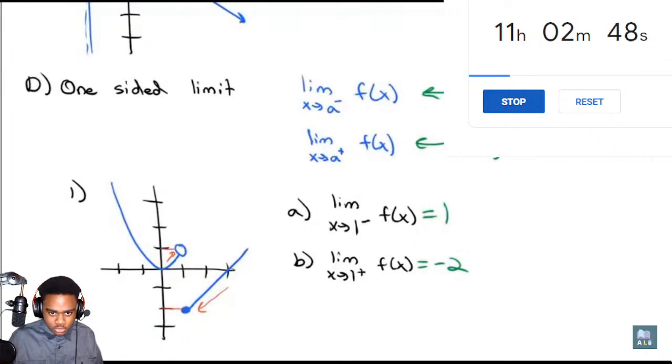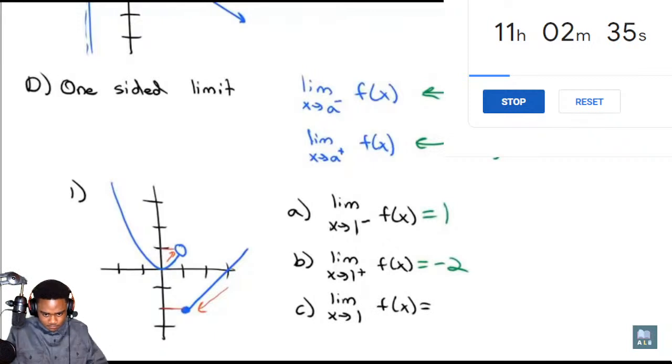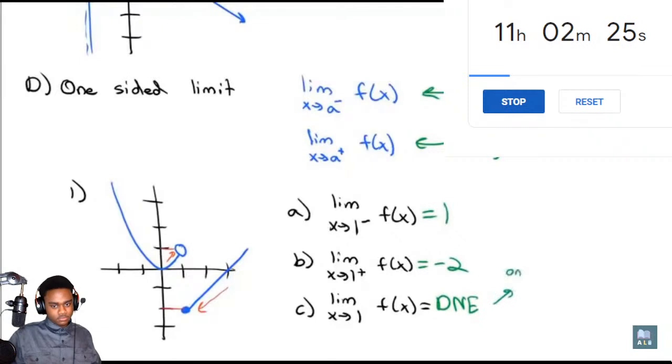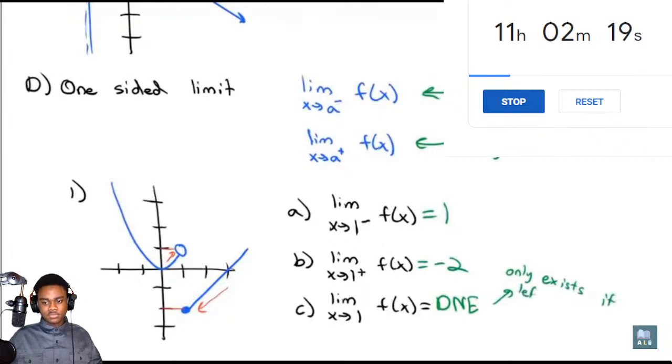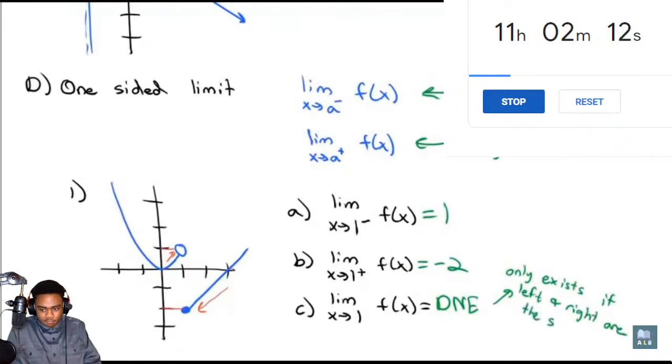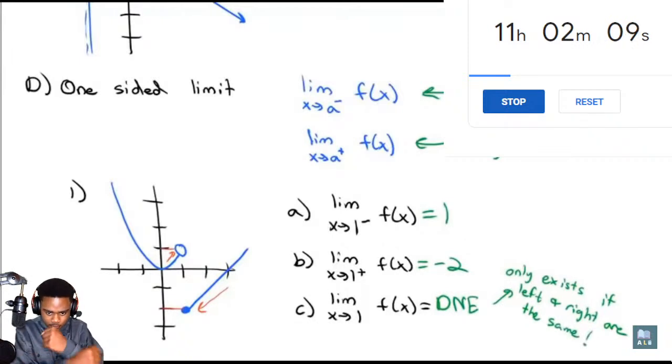So now we can calculate the limits if we specify if we're coming from the left or the right side. Notice, however, we still cannot say the limit as x approaches 1 because these are not approaching the same value. From one side it's 1, from the other side it's -2. It does not exist. In fact, it only exists if the left and right are the same. Now, if they happen to both be the same, that's great, then it exists. But if they're not the same, then it's not going to work.